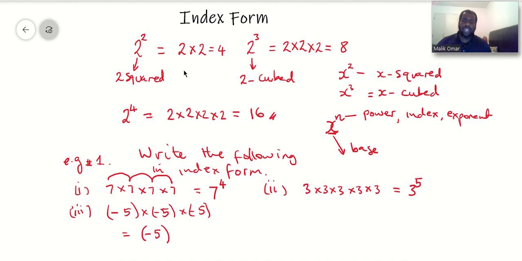And then how many times does minus 5 repeat itself? It is 3 times. So that can be written as minus 5 to the power of 3. Right. Another example.